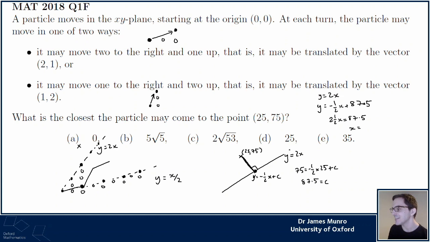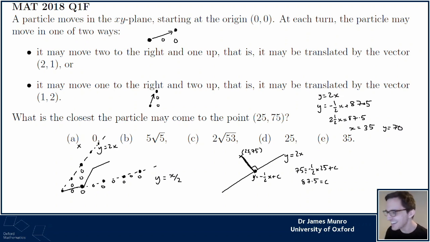So x is going to be equal to, I want to do 87.5 divided by 2.5. That's 40, take away 5 is 35, I think. Quick check, 70 plus 17.5: 2 is 70, half of that is 17.5, 87.5. X is 35, y is 70. And that is an integer point, those are whole numbers.